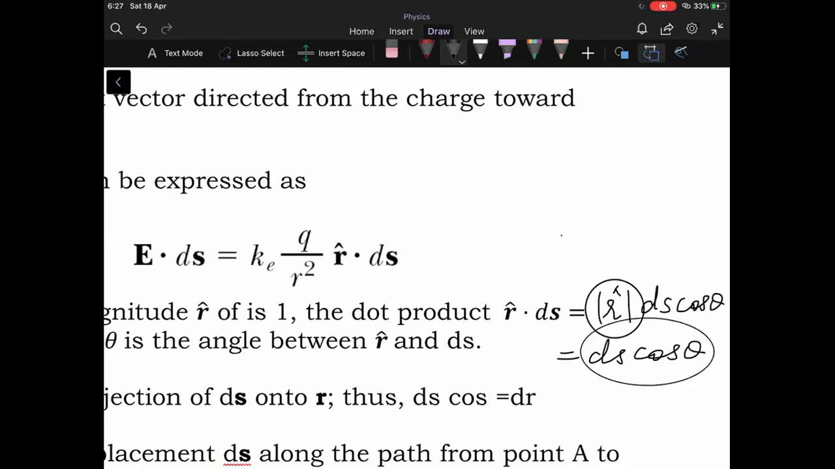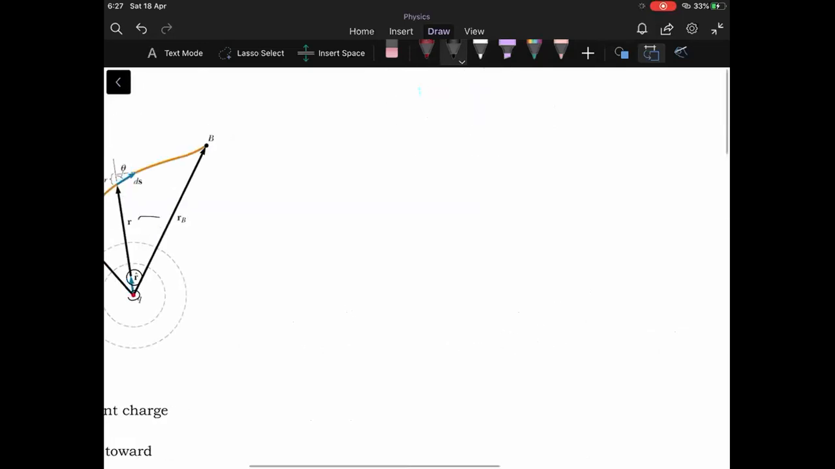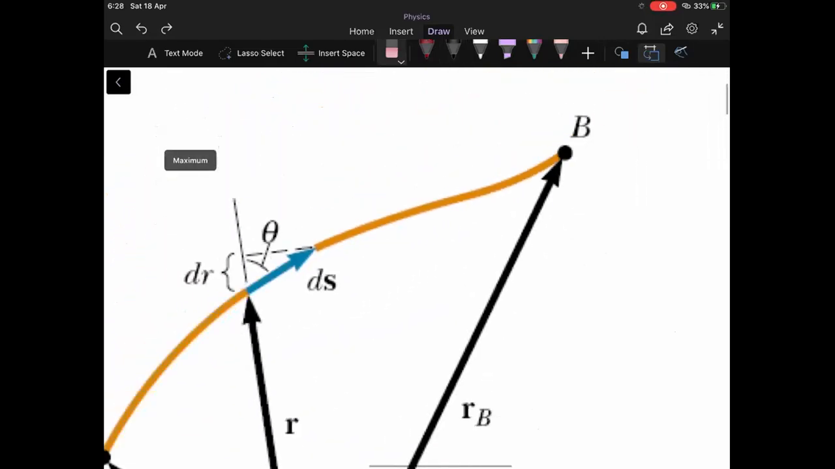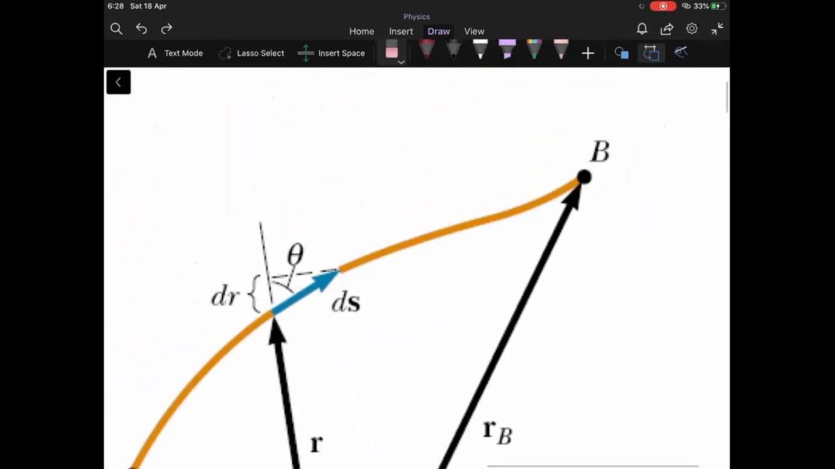Okay, now what is ds cos theta? Let's look at the diagram again. Okay, now look at this triangle. In this triangle, ds is the hypotenuse, and this is angle theta. So dr will be ds cos theta. ds cos theta will be dr. dr is the projection of the displacement in the direction of the electric field. Okay.